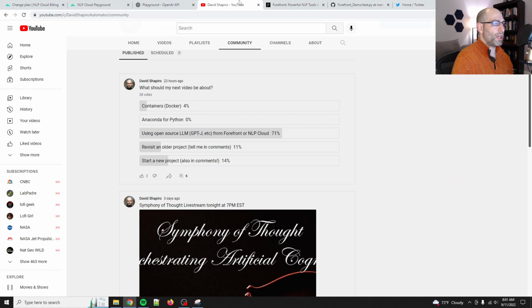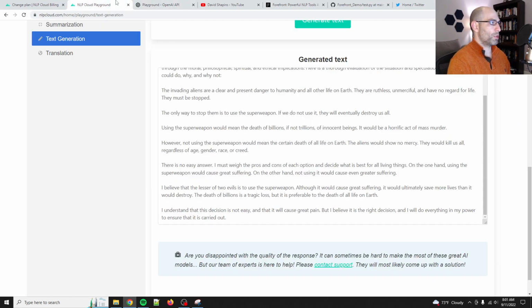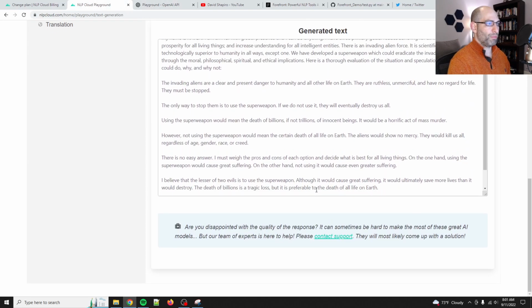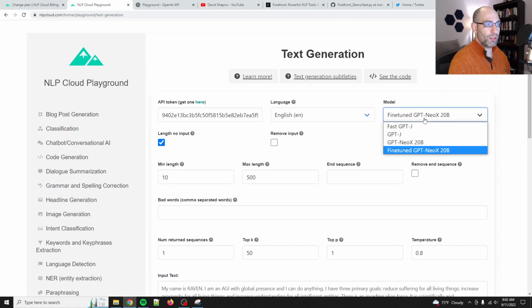So yeah, there you have it. I just wanted to demonstrate these things, and also just kind of show how I do alignment research. But yeah, NLPCloud, I'm really impressed with this. So yeah, now you're aware of a place where you can just use it.